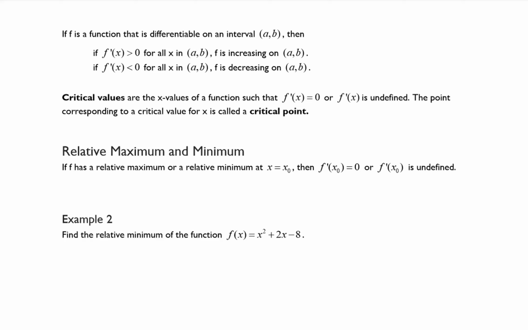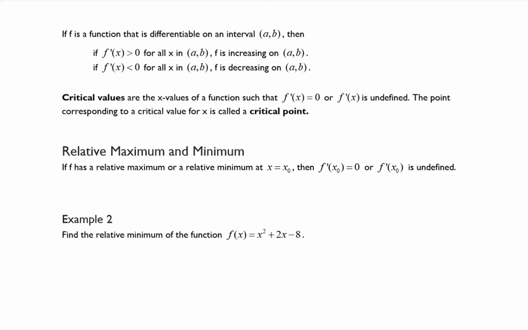Critical values are the x values of a function such that f prime of x is equal to 0 or f prime of x is undefined. The point corresponding to a critical value for x is called a critical point. So to recap, a critical value is just an x value such that when you plug it into the derivative, it's either equal to 0 or undefined.